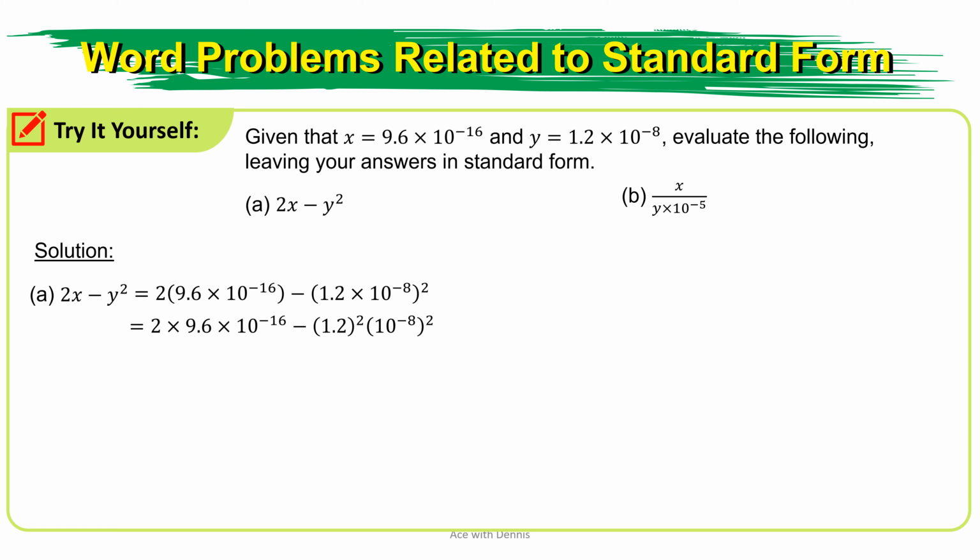After that, for the first term, just times 2 times 9.6, we get 19.2, then times 10 to the power of negative 16. For the second term, 1.2 squared, we get 1.44, and for 10 to the power of negative 8 squared, we just multiply the power, we get 10 to the power of negative 16. These two terms have the same power of 10, so we can just subtract 19.2 minus 1.44, we get 17.76 times 10 to the power of negative 16. From here, we have to change it into standard form, and we get 1.776 times 10 to the power of negative 15.